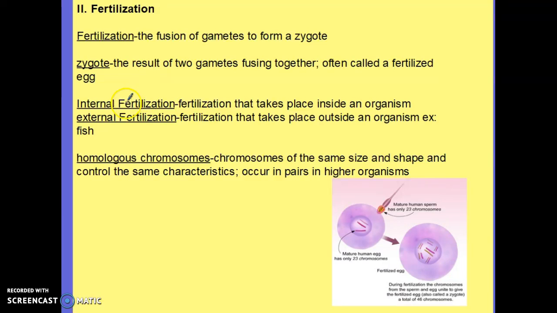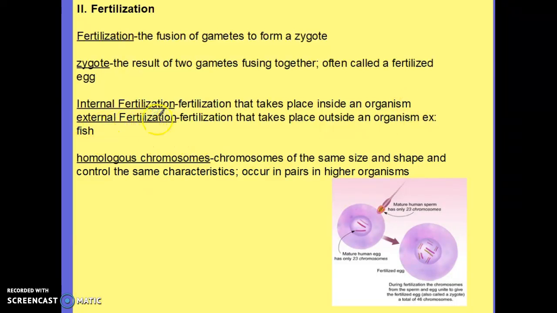There are two different types of fertilization, one being internal fertilization. This means that fertilization of the egg actually happens on the inside of the organism. Obviously in humans, that's what happens. Birds too, because when that egg comes out of the bird, it's already been fertilized or not fertilized at that point. That doesn't happen after.